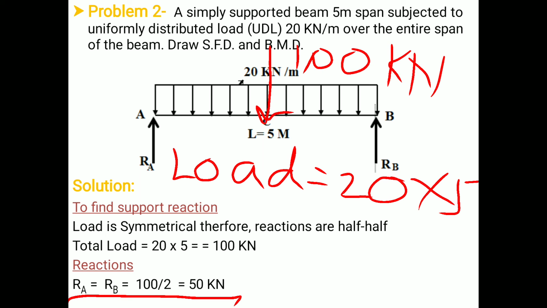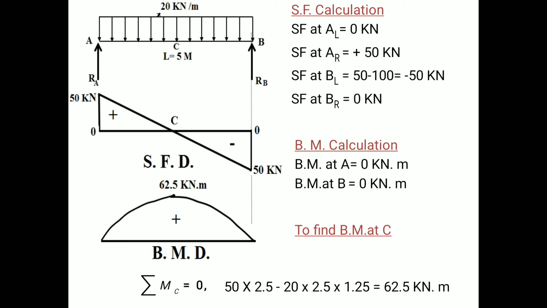Therefore RA and RB will be equal to 100 divided by 2, which is equal to 50 kilonewton. By using this formula, or by using the equilibrium condition, we can find out the value of the reactions.